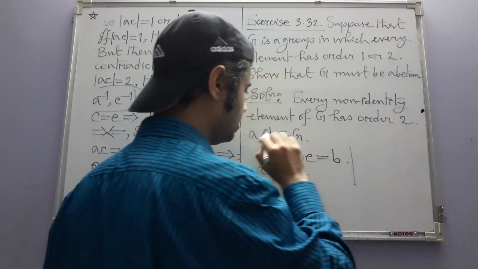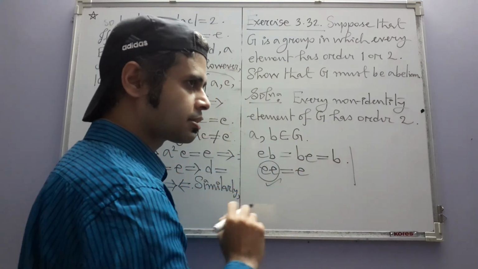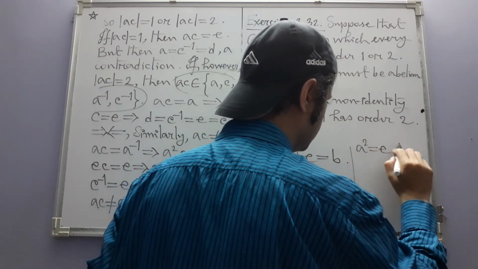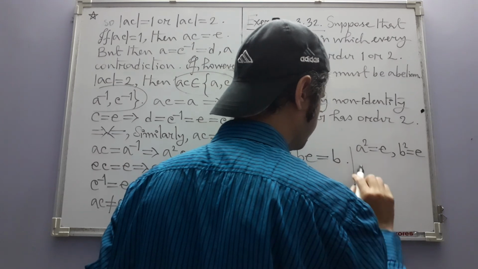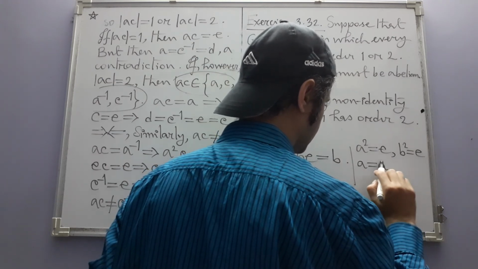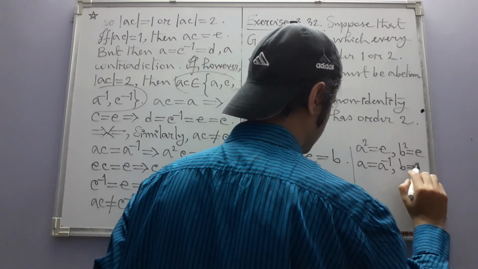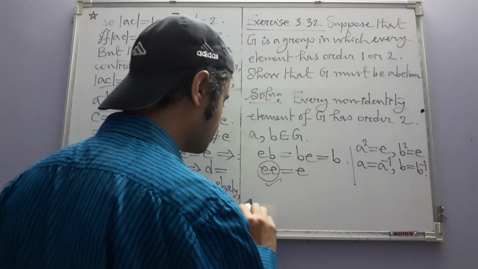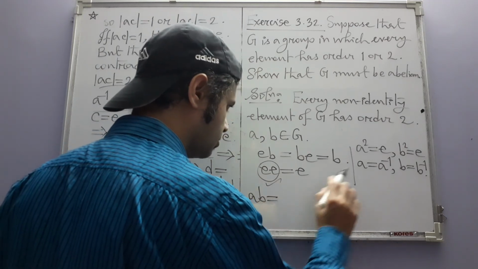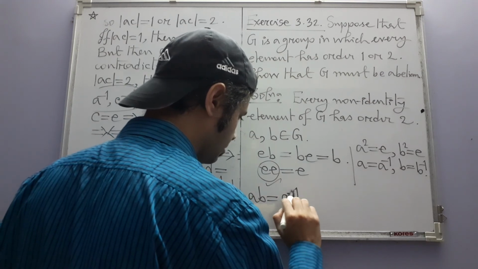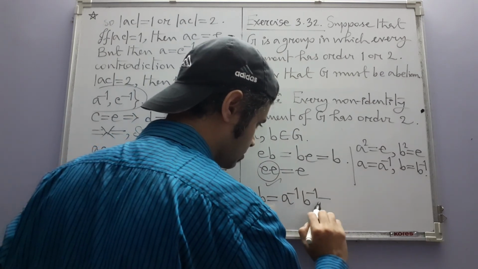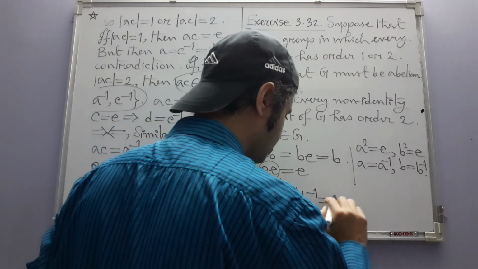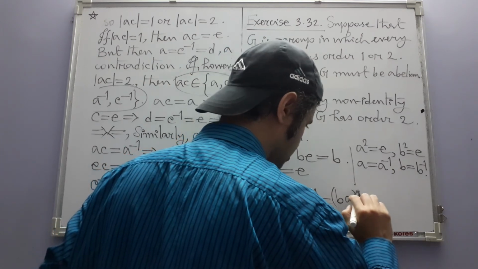And in that case, both of them, because of this condition, must have order 2. So A square is identity, B square is also identity. Now what does that give you? It gives you these equations. A square is A inverse and B square is B inverse. So if you want to prove that AB is BA, you just use these relations. AB is A inverse B inverse. Now by an elementary group theory property, A inverse B inverse is BA whole inverse.